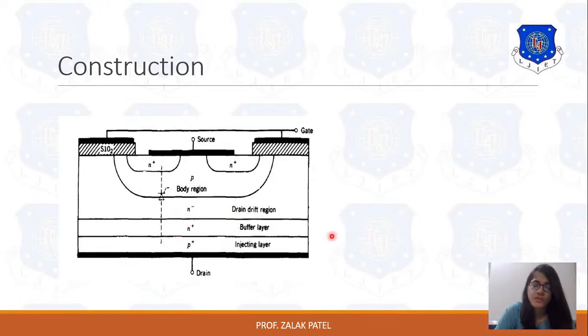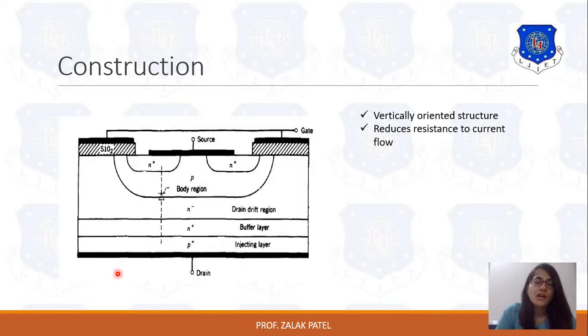the buffer layer is optional. It is sometimes seen in the non punch through or punch through type. When it is seen, we will discuss in the next slide, that is when this buffer layer is used and when it is not used. The last layer is the injecting layer and then the drain. So here you can see that it has almost the same construction as the MOSFET. Again, like MOSFET, it has a vertically oriented structure. Because of it, the area will be reduced, and also the current reduces.